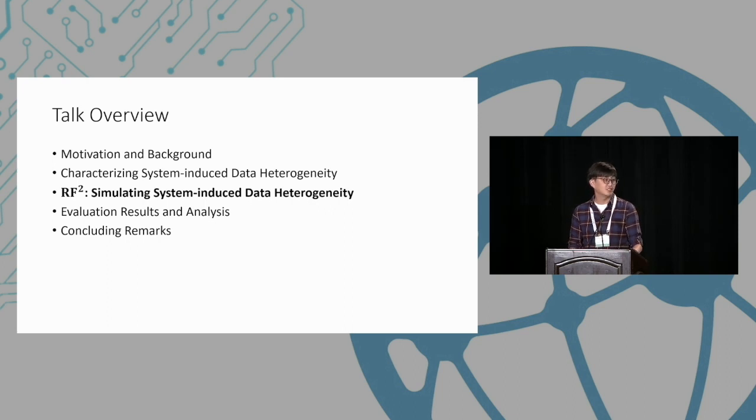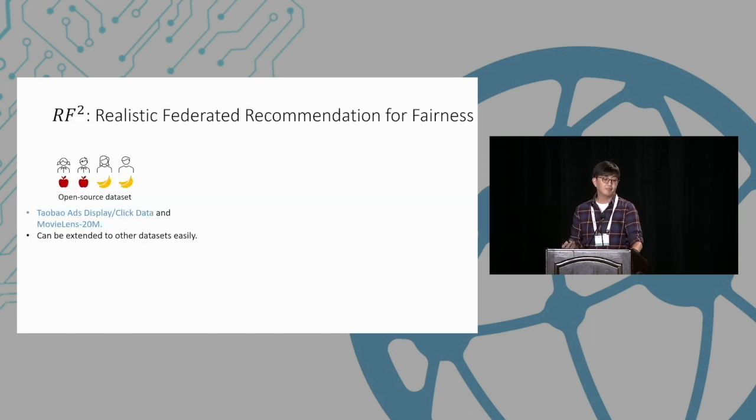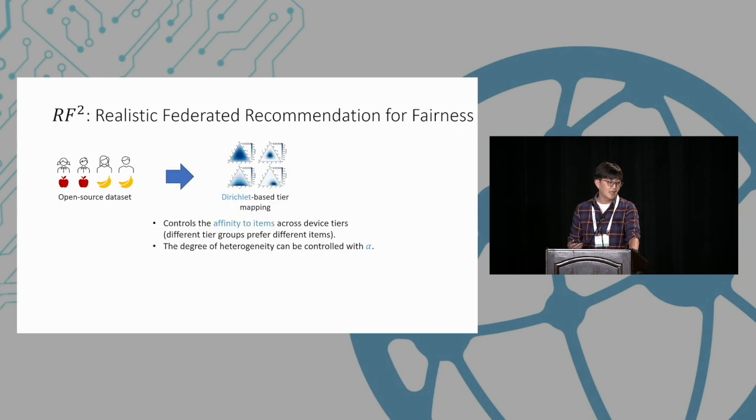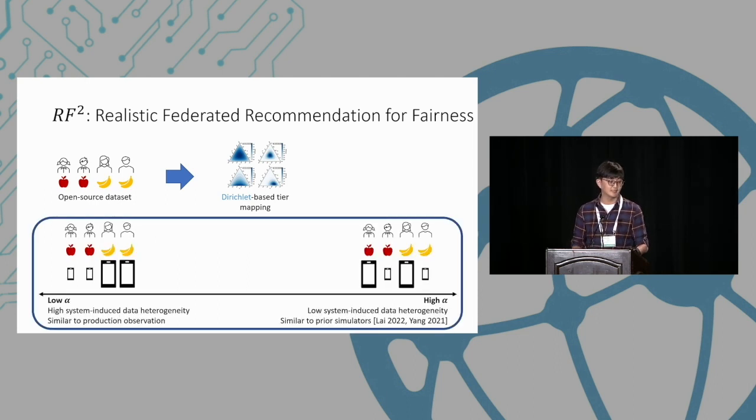So how can you study these kinds of effects when you don't have access to real-world data like us? That is why we designed RF², which is a simulator that can simulate realistic system-induced data heterogeneity using open-source datasets. RF² first takes a popular open-source recommendation dataset, such as the Taobao Ads Click Display dataset or MovieLens dataset, and it synthesizes different levels of system-induced data heterogeneity on top of the open-source datasets. It particularly uses Dirichlet distribution to control each device tier's affinity to different items. What I mean by that is that it can make some device tiers like apples more, while some other device tiers like bananas more, just like in our earlier example.